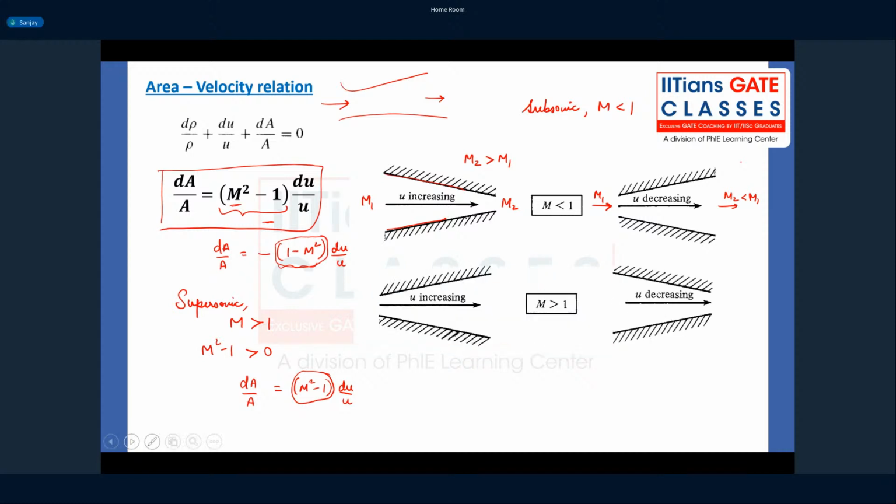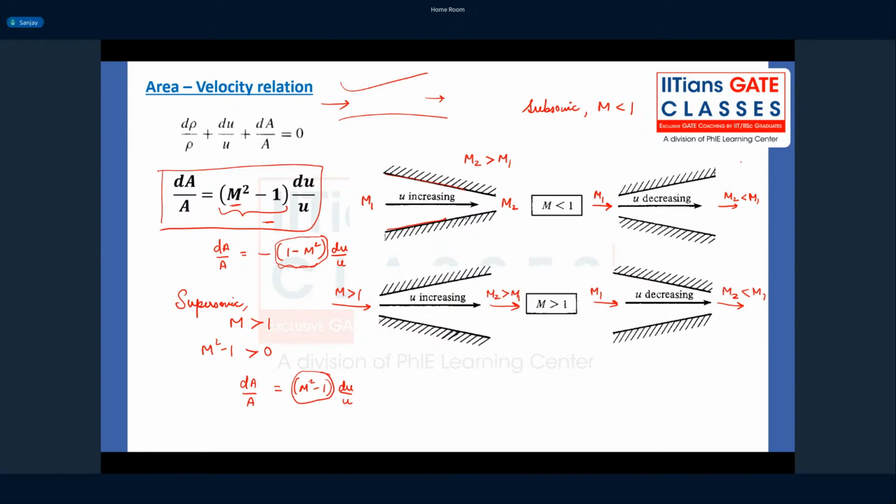You can see here, this is a converging duct. If a supersonic flow enters the converging duct, what do you expect? The Mach number is going to increase further. At the exit, you are going to have an M2 which is greater than M1. If a supersonic flow enters a divergent duct with M1, the Mach number is going to decrease because the area decreases. At the outlet, it is going to be M2, which is less than M1.